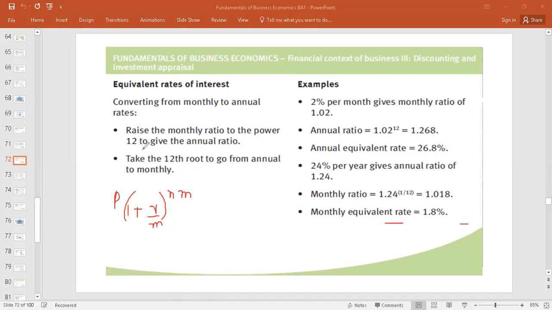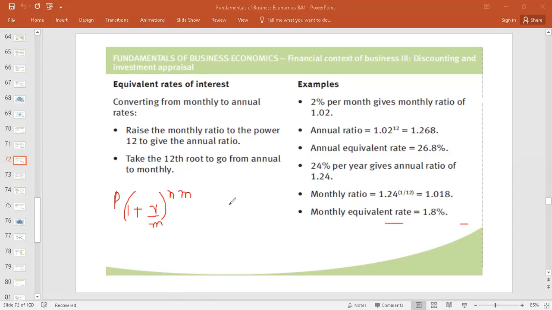In the examples given, raise the monthly ratio to the power of 12 to give the annual ratio, and take the 12th root to go from annual to monthly. For example, if the rate is 2% per month, in a year how many times will they pay? They will pay 12 times, every month. If interest is calculated in a year, it will be calculated for 12 months.